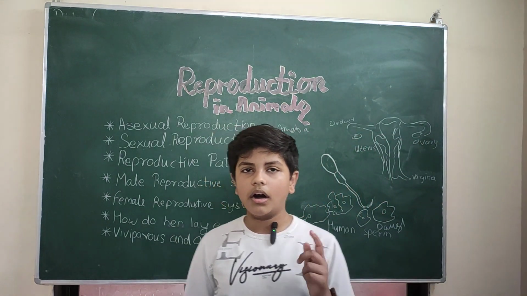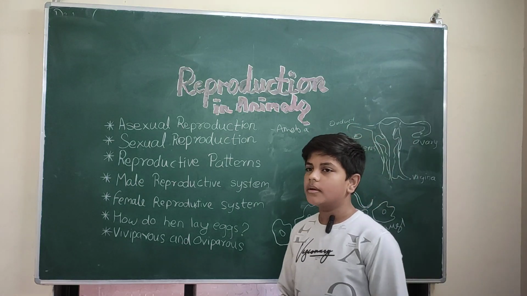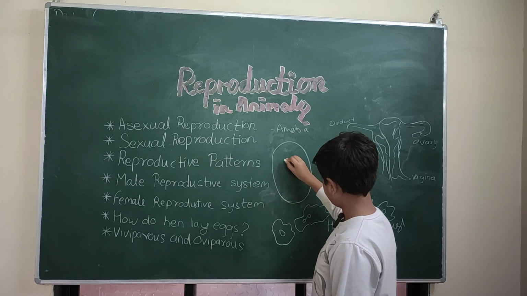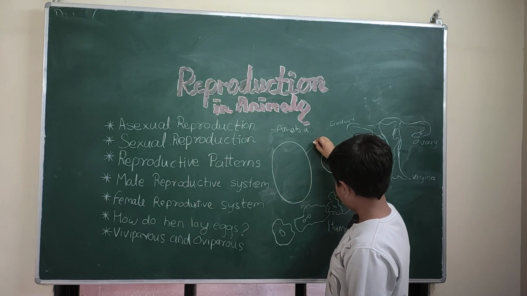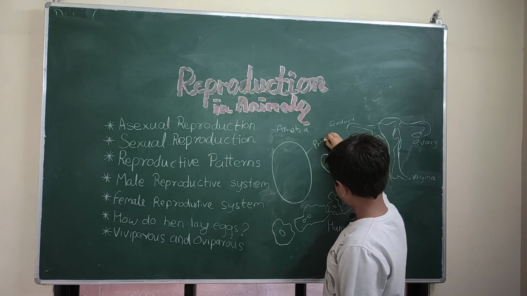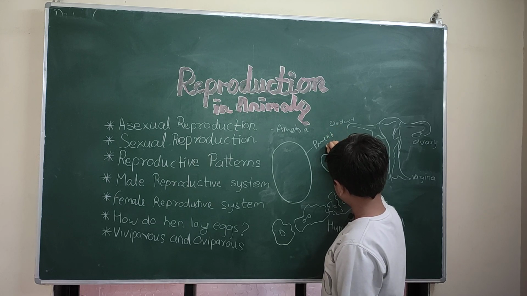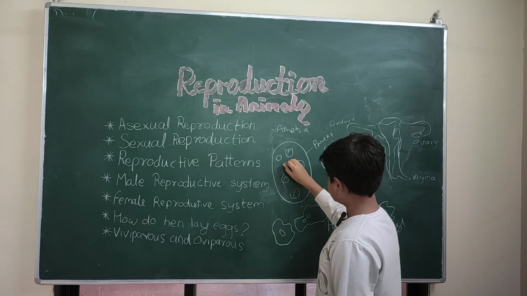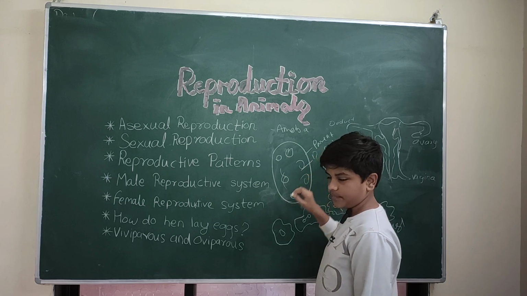Another is multiple fission. Multiple fission means the plasmodium. This is a parent cell, and inside it there are many small cells. These are known as daughter cells.